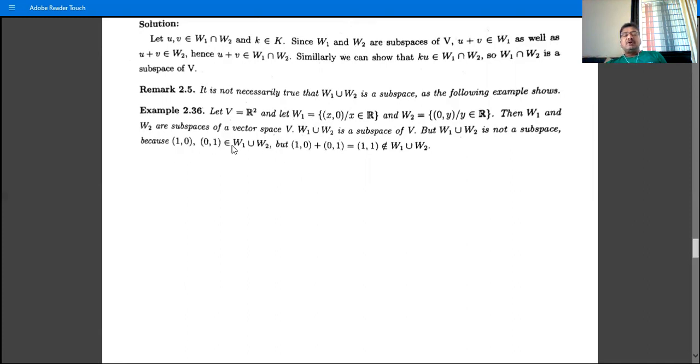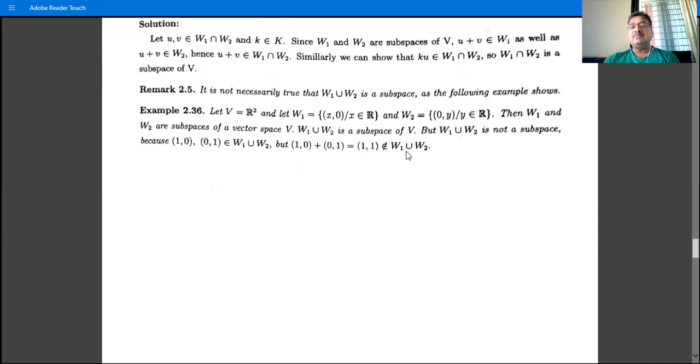That's why (1,0) belongs to W1 union W2, and (0,1) belongs to W2. Therefore (0,1) belongs to W1 union W2. But their addition (1,0) plus (0,1) is (1,1), and this is not an element of W1 union W2, because (1,1) does not belong to W1 as well as (1,1) does not belong to W2.